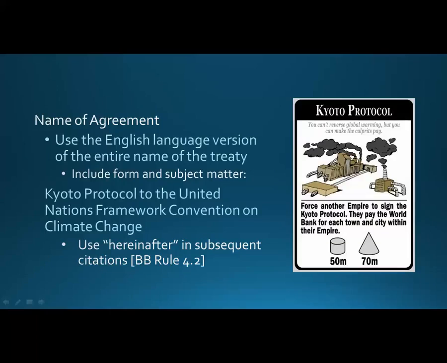Remember that there are dozens of different names that a treaty can go by. The first time you cite to a treaty, be sure to include the full name, including the form, meaning whether it's a convention, treaty, protocol, or agreement, and so on, and the rest of the descriptive text. After you've given a full citation in your paper, you can use a "here and after" from Bluebook Rule 4.2 to shorten the title to a common name that the treaty goes by.